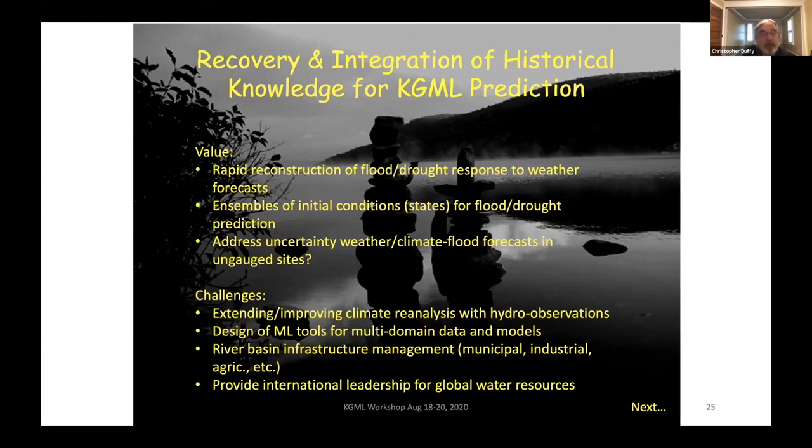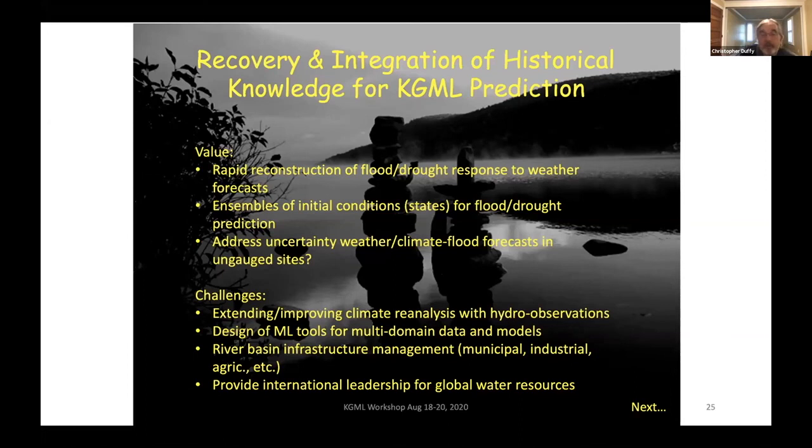I made a little case for that earlier. I'd like to know how good they are, and that would be a thing we could do. Ensembles of initial conditions for floods and droughts, we certainly need to think about how that can be done, and then to address uncertainty in weather and climate. Our challenges are manifold, but a few of them are just in extending and improving climate reanalysis with hydrological and ecosystem observation or in geomorphological observations.